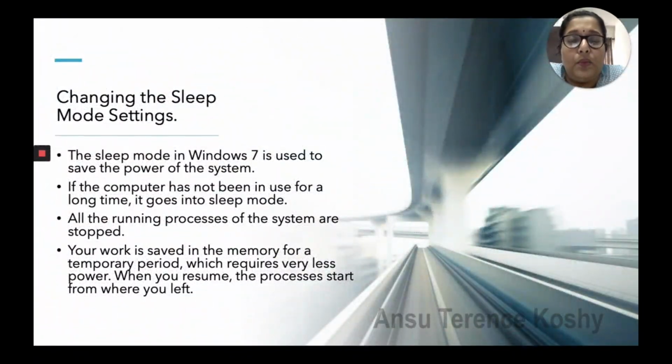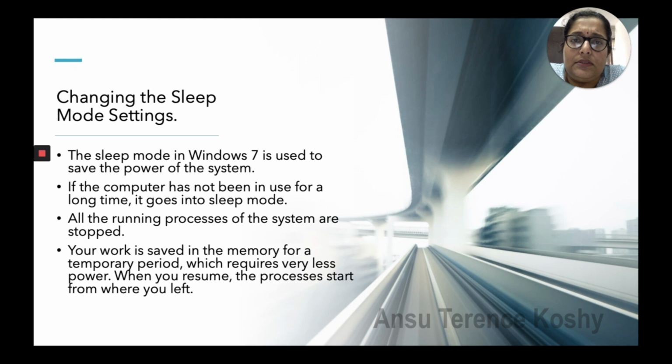The next thing we need to learn is changing the sleep mode settings. The sleep mode in Windows 7 is used to save the power of the system. When you are using your system for a longer period of time, say you have opened your system in the morning and you're shutting it down only in the evening, if it is kept on for a longer period of time, there is no use.